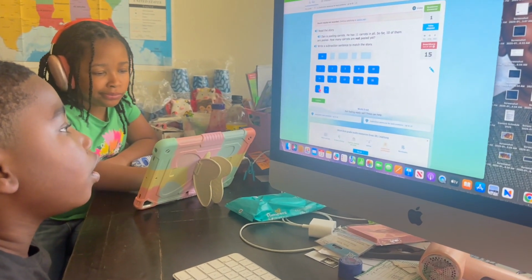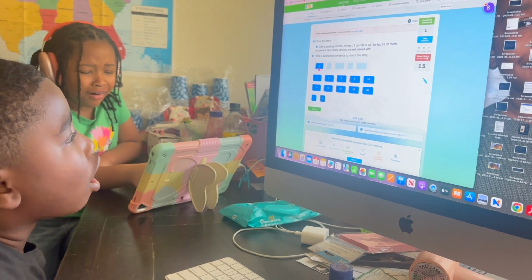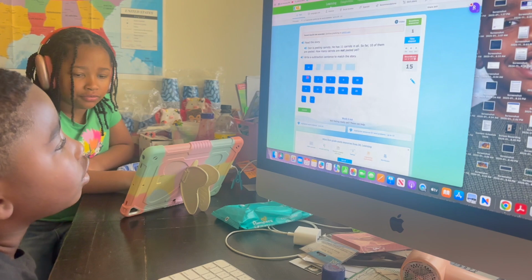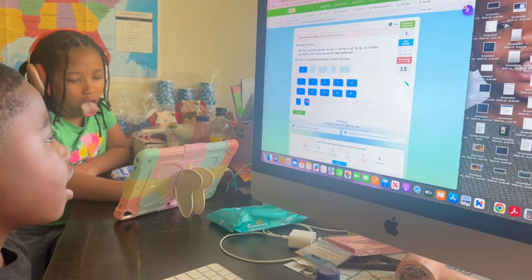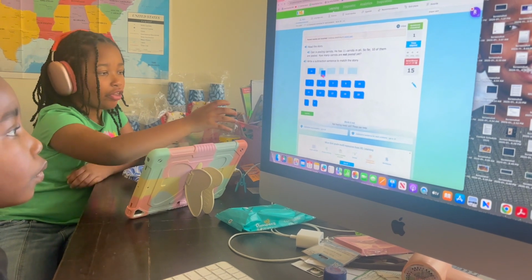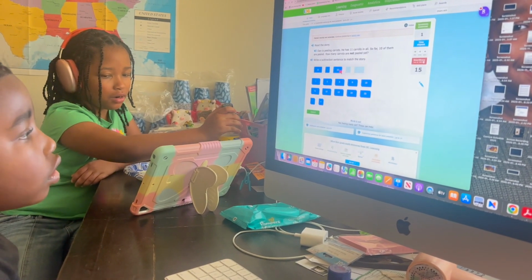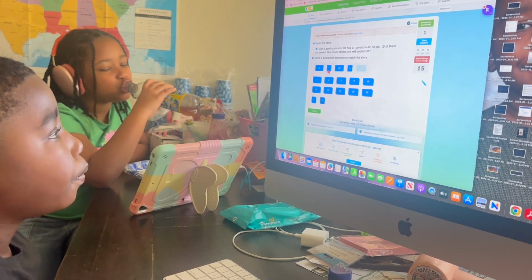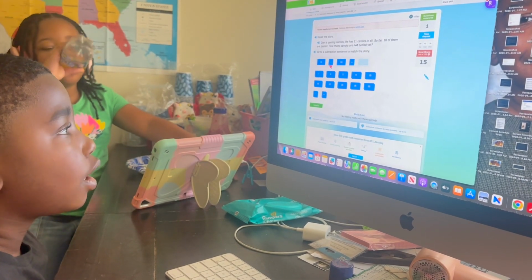All right, so Dan is peeling carrots. He has 11 carrots in all. So far, 10 of them are peeled. How many carrots are not peeled? I'm going to write the subtraction sentence to match the story. I think one is not peeled.